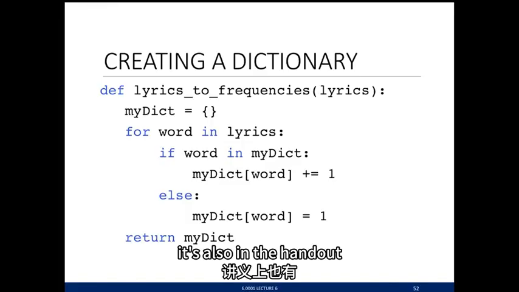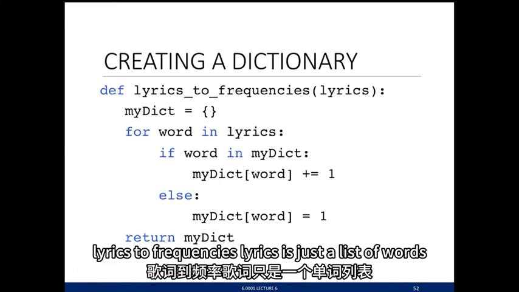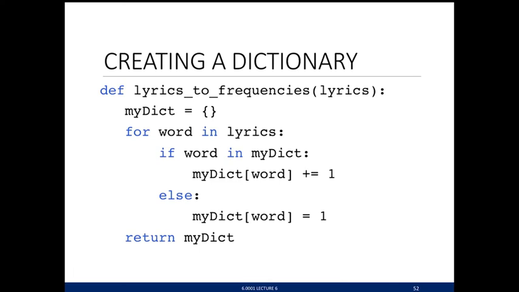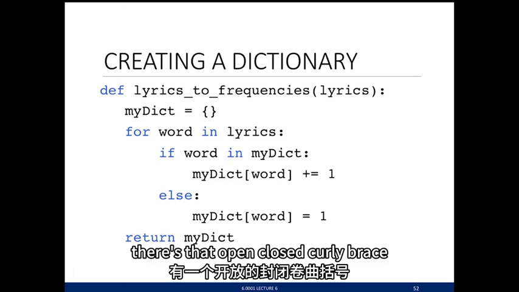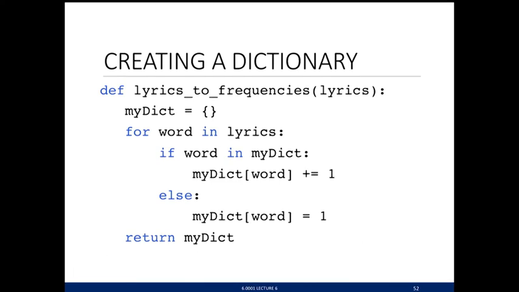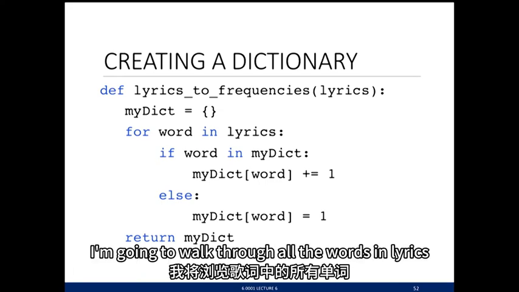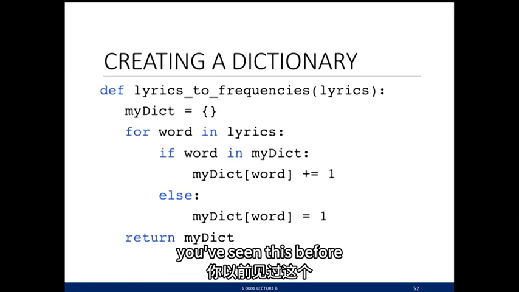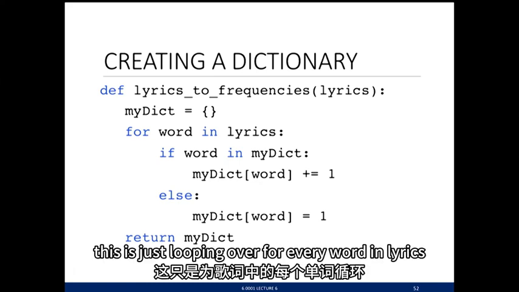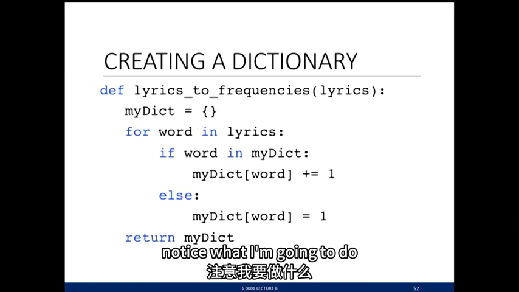It's also in the handout. Here we go. Lyrics to frequencies. Lyrics is just a list of words, strings. So I'm going to set up an empty dictionary. There's that open, close curly brace. And here's what I'm going to do. I'm going to walk through all the words in lyrics. You've seen this before. This is looping over, for every word in lyrics. Notice what I'm going to do.